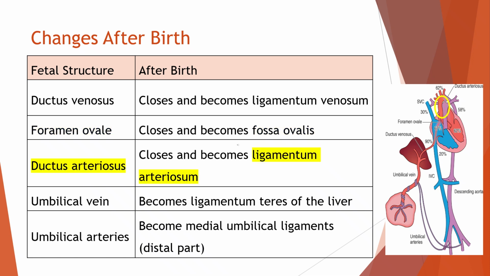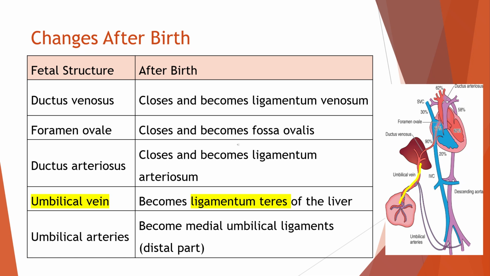Now let's look at the ductus arteriosus. During fetal life, it connected the pulmonary artery to the aorta and helped bypass the lungs. After birth, since the lungs are now working, this connection is no longer needed. So the ductus arteriosus closes and becomes the ligamentum arteriosum.